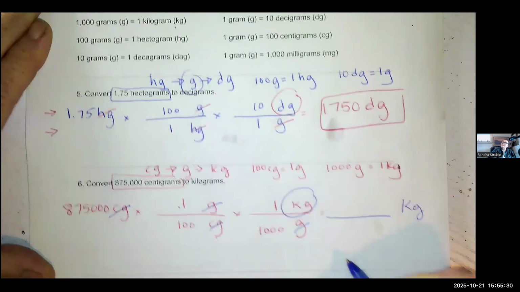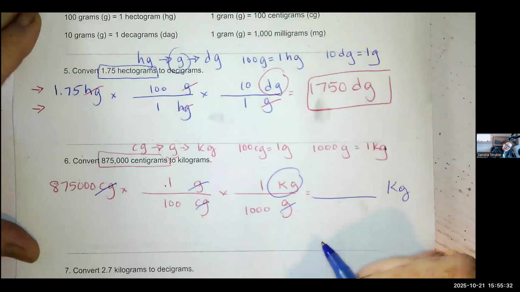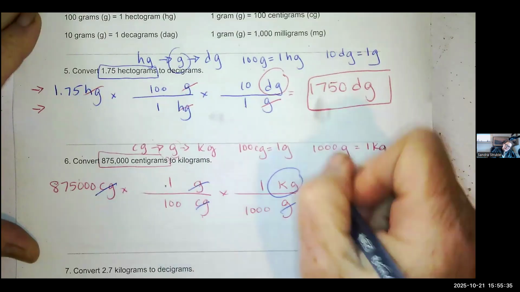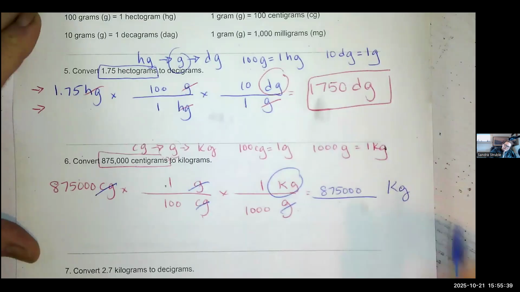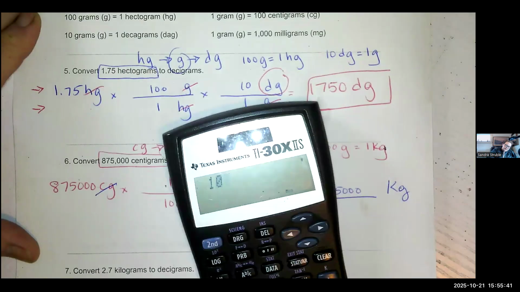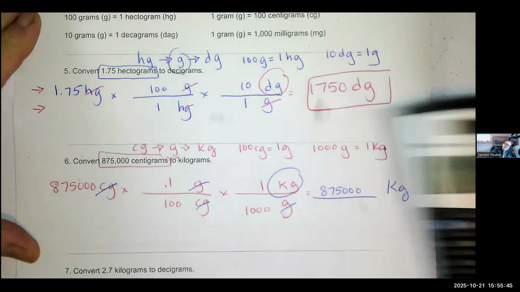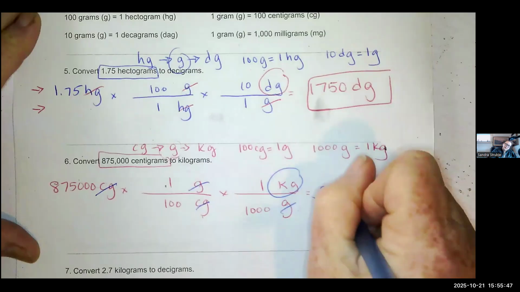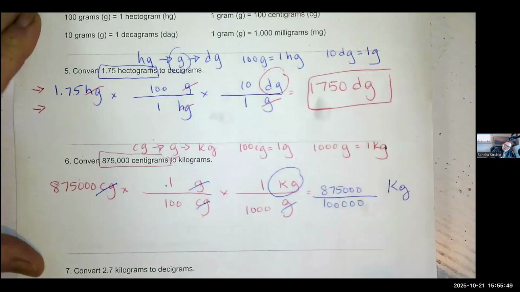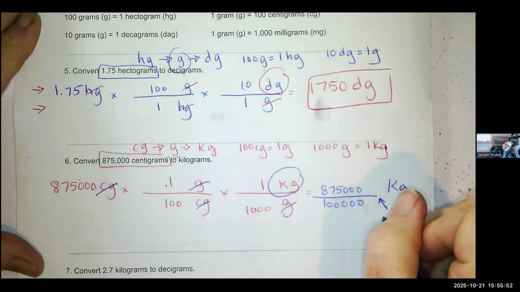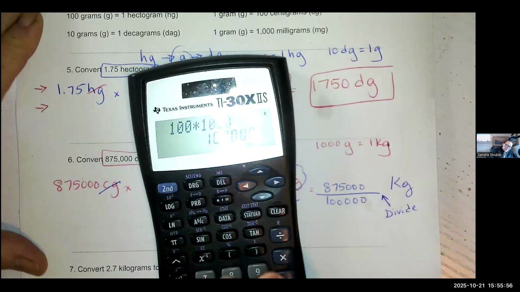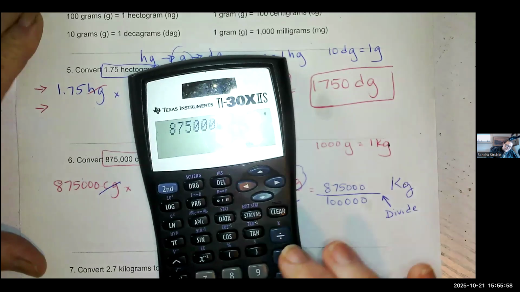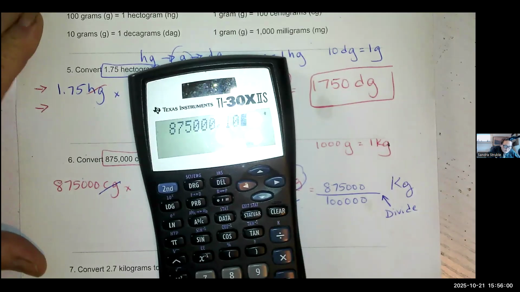So 875,000 times 1 is 875,000. 100 times 1,000 is 100,000. And then lastly, once we get to this point, please do not leave it as a fraction. Always divide. So 875,000 divided by 100,000 is 8.75.